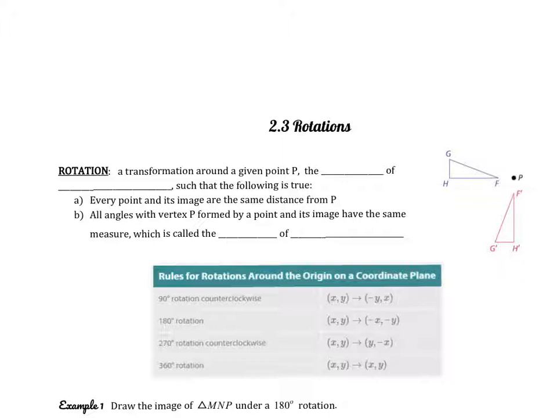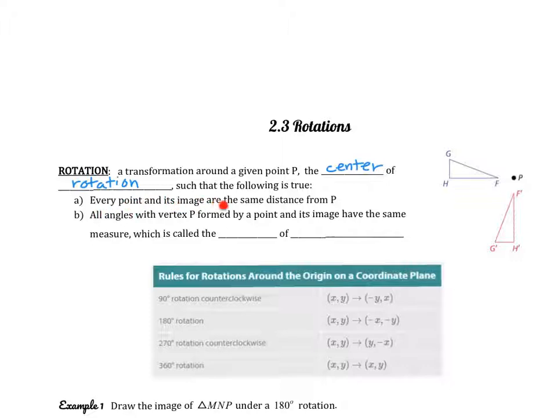Today we're going to talk about rotations. A rotation is a transformation around a given point P, which we call the center of rotation, such that the following is true. We'll go along with this image. Here's our center of rotation, here's our pre-image, and here's our image. You can see it's rotated around.